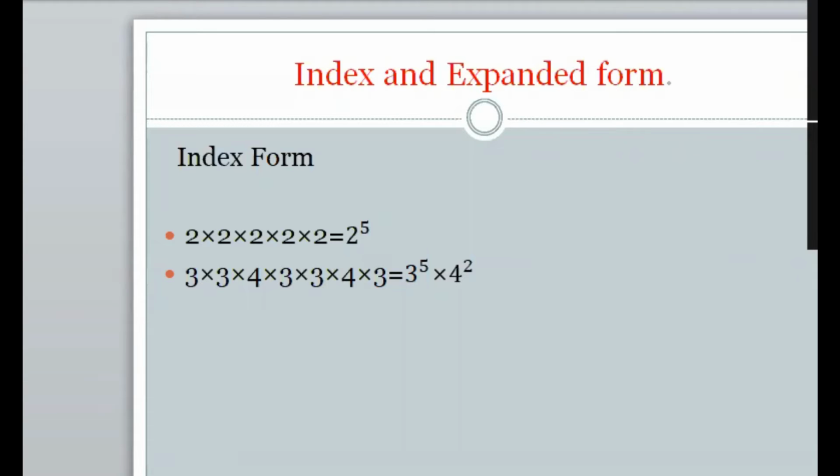If you notice the second question, it's 3 times 3 times 4 times 3 times 3 times 4 times 3. So we know we have 2 different numbers, and we know the operation is multiplication. So the first thing you do, you write down 3, multiply by 4, and then you check to see how many 3s you have. In this case, you have 1, 2, 3, 4, 5. So it's 3 to the 5th power times how many 4s? 1, 2, 4 to the 2nd power. Do you think you're a bit clearer now, Crystal Bob?